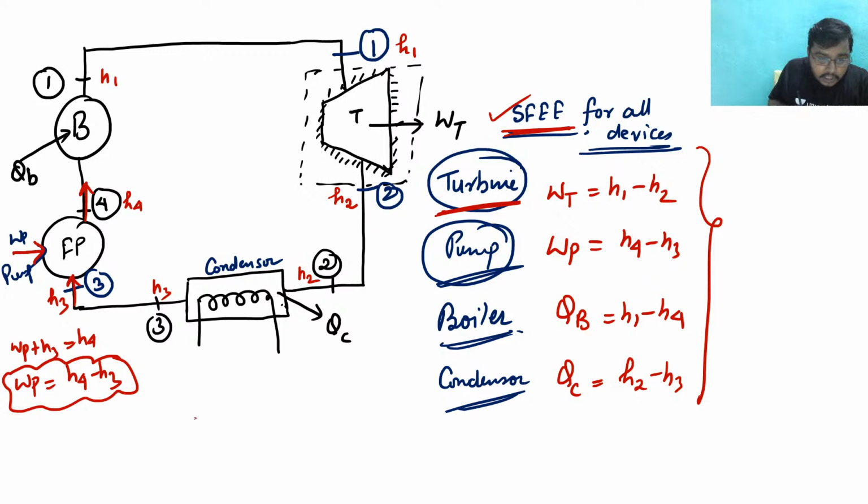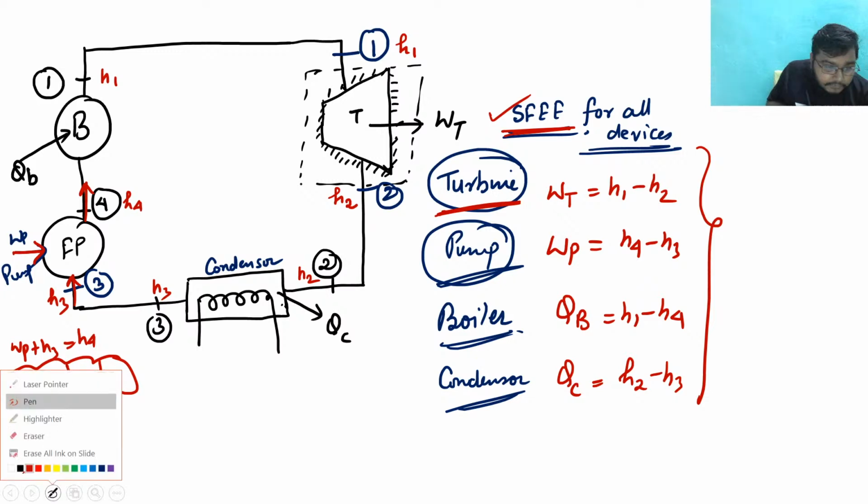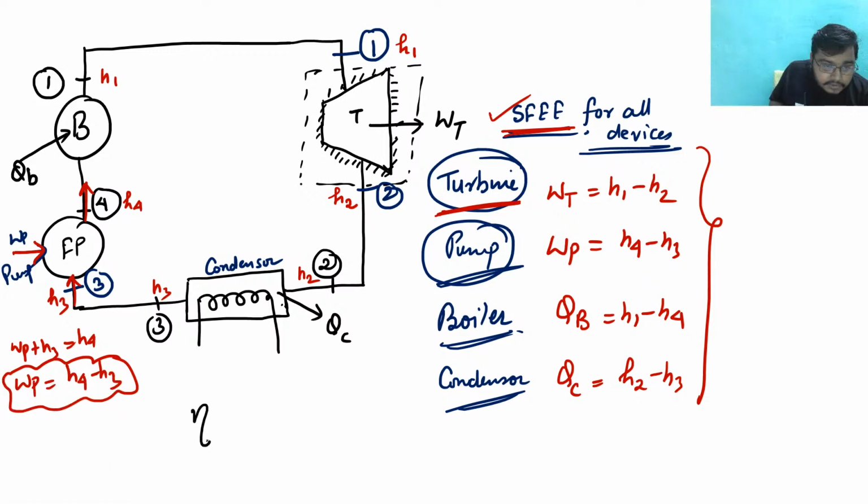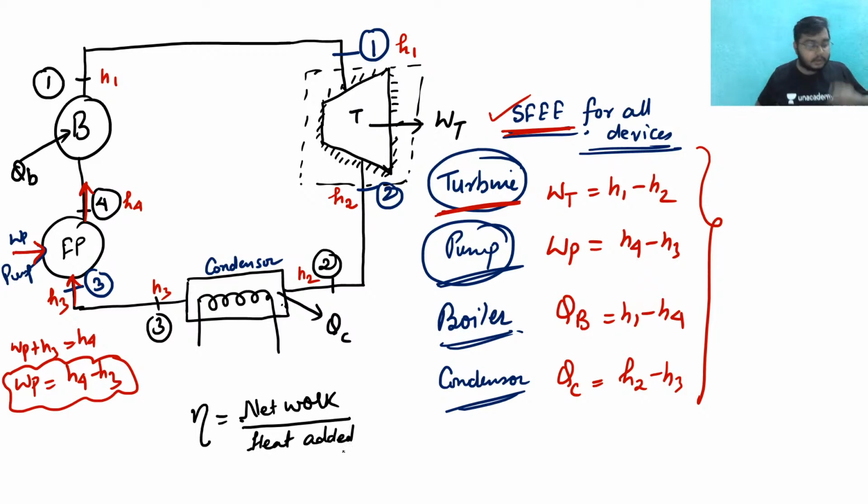Now if I would define efficiency, how would I define it? Efficiency is defined as net work by heat added. Net work by heat added. Clear? So this is how the efficiency is defined.